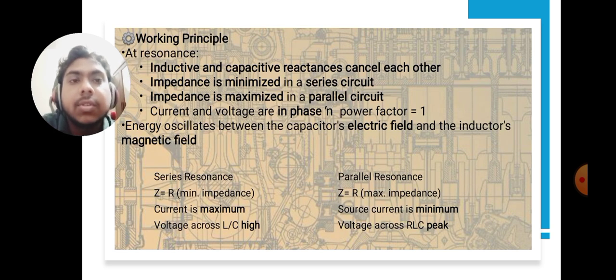Now let's jump on to the working principle. Just as we foretold, inductive and capacitive reactances cancel each other out. Impedance is minimized in case of the series circuit, and impedance is maximized in the parallel circuit. Current and voltage are in phase, and the power factor is 1. Energy oscillates between the capacitor's electric field and the inductor's magnetic field.